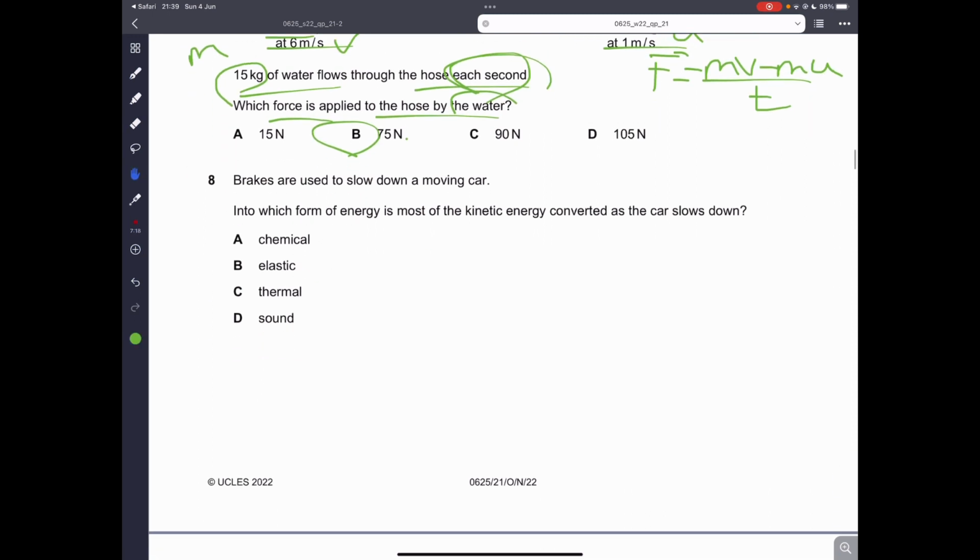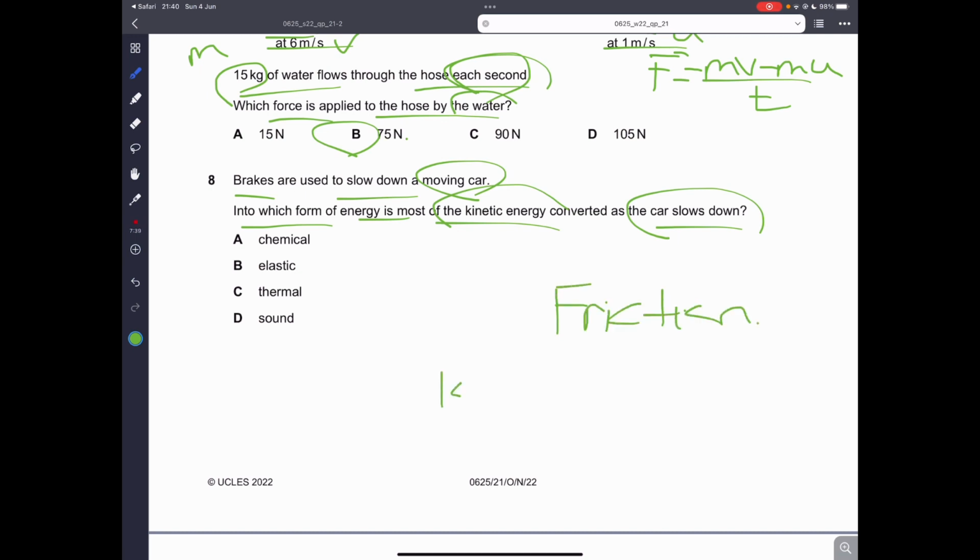Okay, let's move on. Question number 8. Brakes are used to slow down a moving car. Into which form of energy is most kinetic energy converted as the car slows down? Remember, this is also a very logical and sensible thing to think about, because as the brakes slow down the car, friction increases, and as the friction increases, the kinetic energy is turned into thermal energy, or heat energy, as you would like to call it. So C is the correct answer.